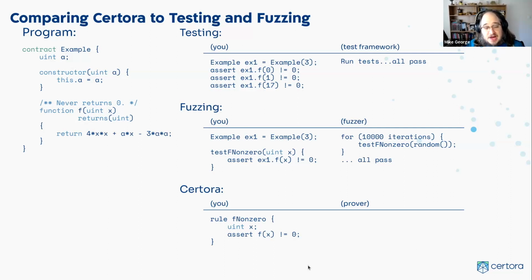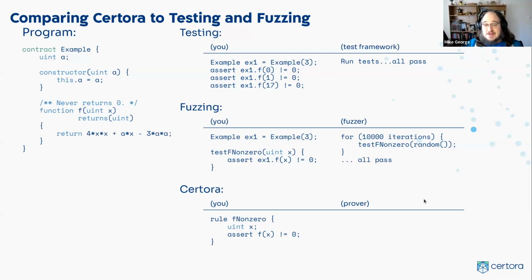Okay. There's one thing to notice here before I show you how the prover processes this rule. One difference is, with fuzzing, you have to set up the state of the system ahead of time. You have to say, I'm setting up the contract by calling this constructor with the value 3 so that the value a is 3. With Certora, you don't have to do any of that setup, and I'll show you why. So Certora will see a rule like this that you've written, and here's how it will try to find bugs using that rule.